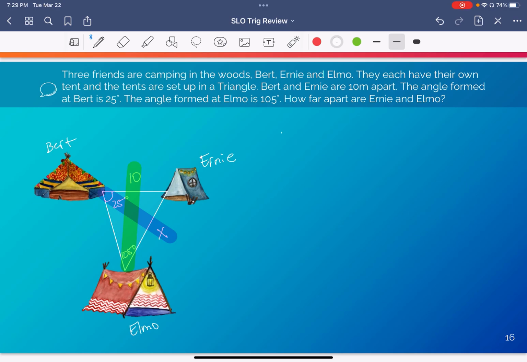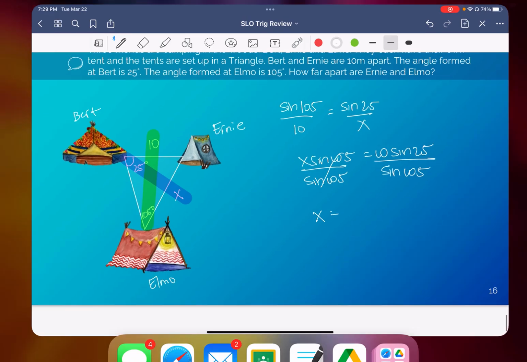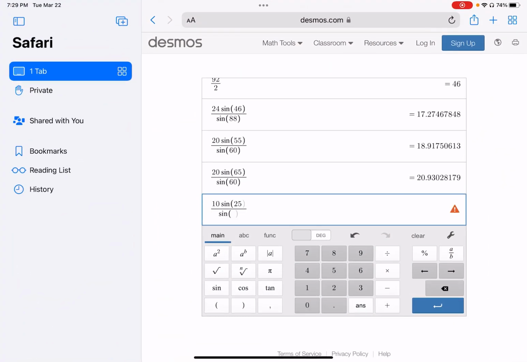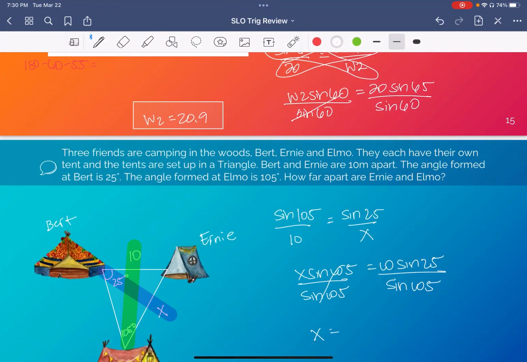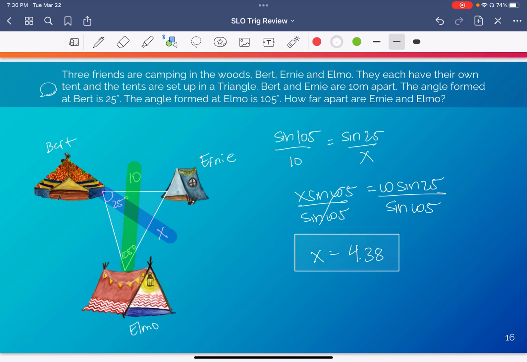So I use sine of 105 over 10 is equal to sine of 25 over x. Cross multiply and divide, just like we've been doing the whole time. So 10 sine 25 over sine of 105, which is approximately 4.38 if you round. All right, and that's it.